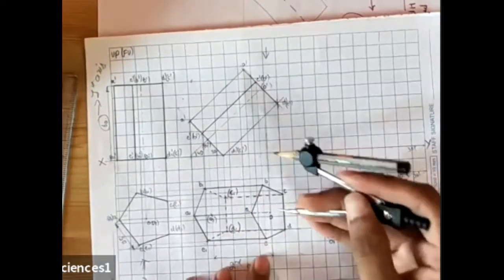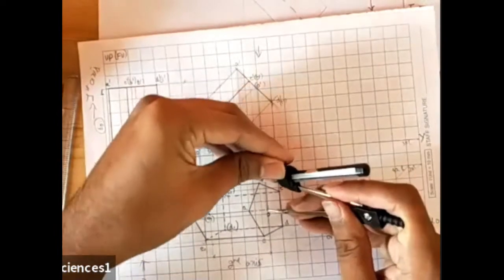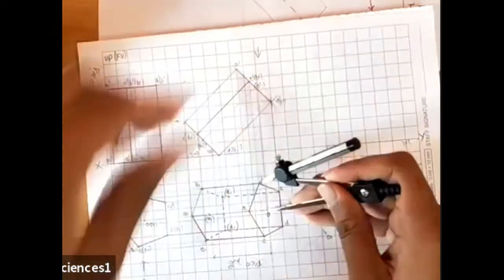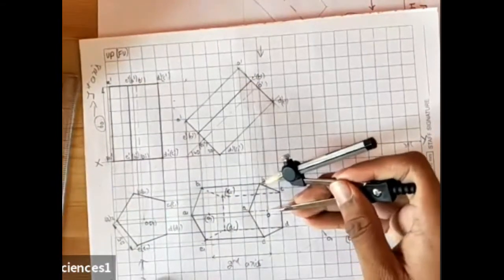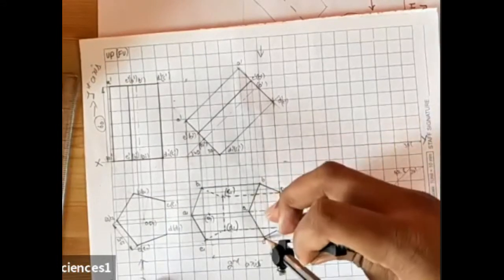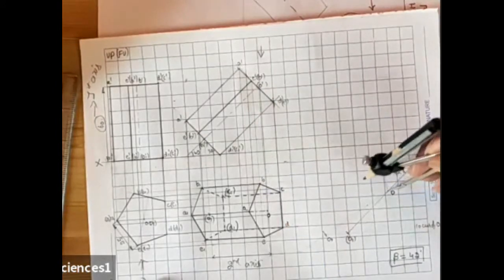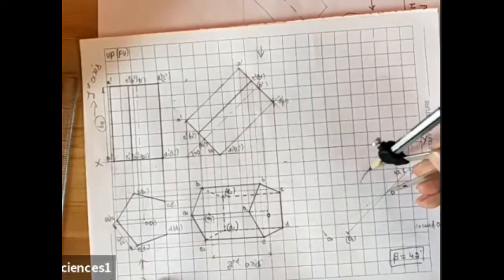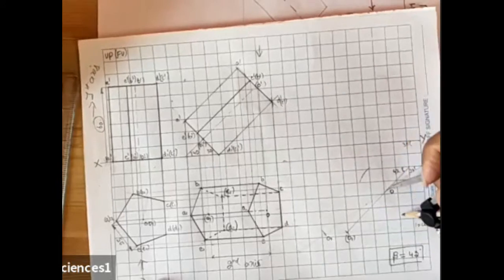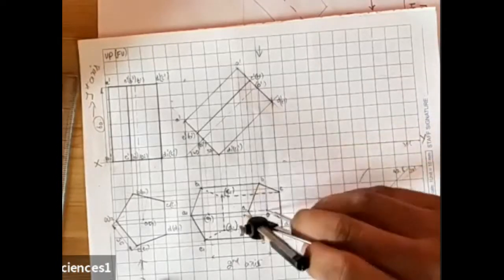Concentrate here. I'll take from O the length from O to B. Listen here, O to B and O to E, both the lengths are same. O to B, I'll cut an arc, and O to E, I'll cut an arc. I've taken from O to B and O to E.